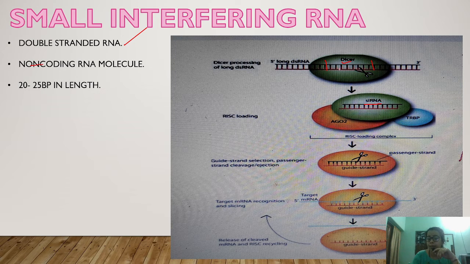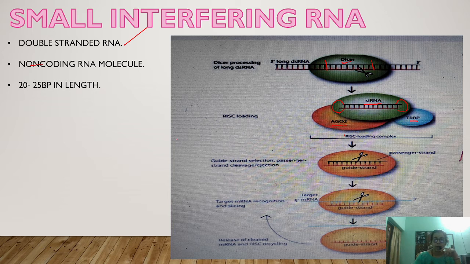As a result of this cleaving, there will be an overhanging region on both sides. Then two other proteins, Argonaute 2, AGO2, and TRBP protein, come and bind to this siRNA, and this leads to the formation of a complex known as RISC, the RNA-induced silencing complex. You can see here that a complex is formed.